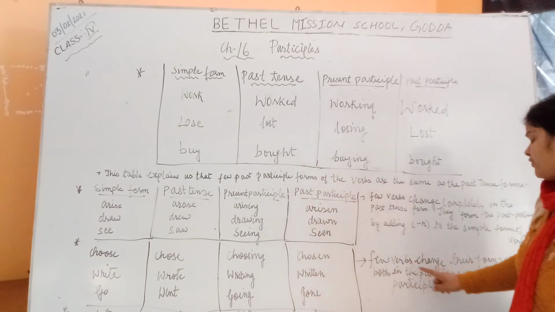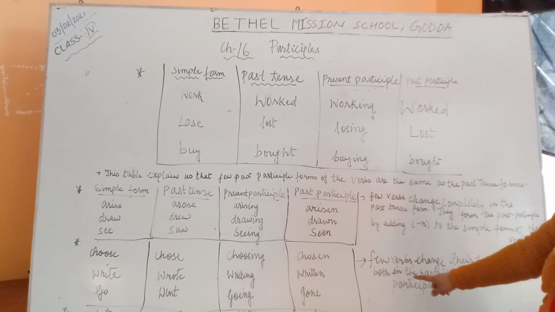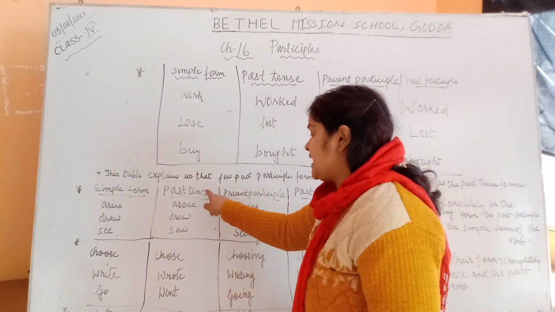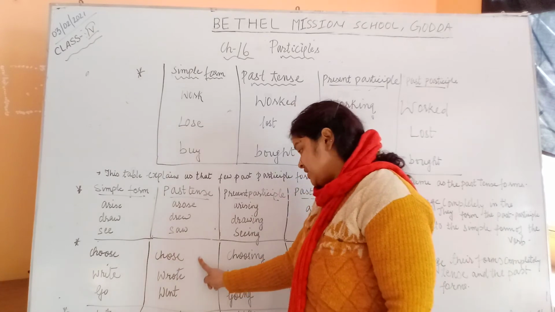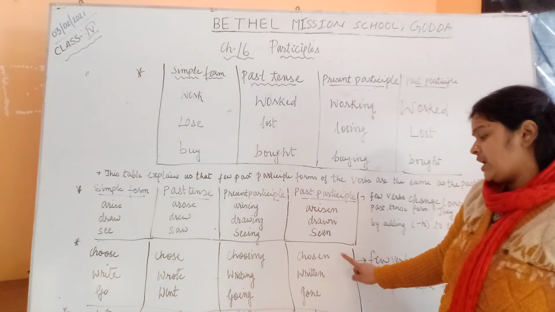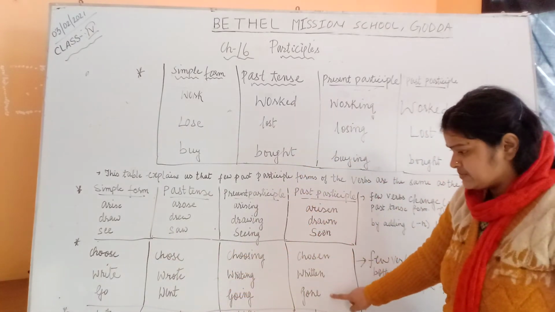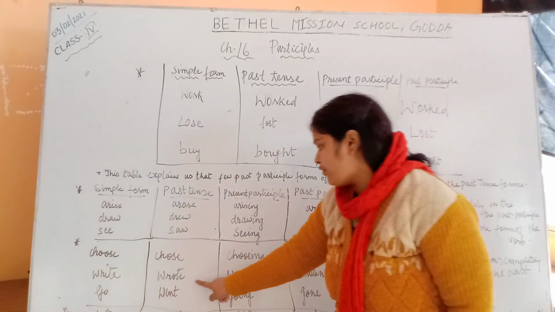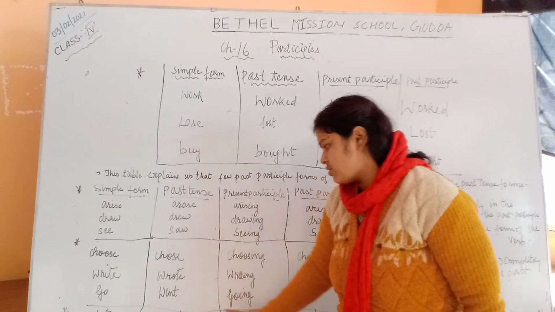Okay? So a few verbs change their forms completely both in the past tense and the past participle form. Here what happens? In the past tense, the main verb is changing, and in the past participle, again it is changing and n is being added at the end. Choose, chosen, wrote, written, went, gone.